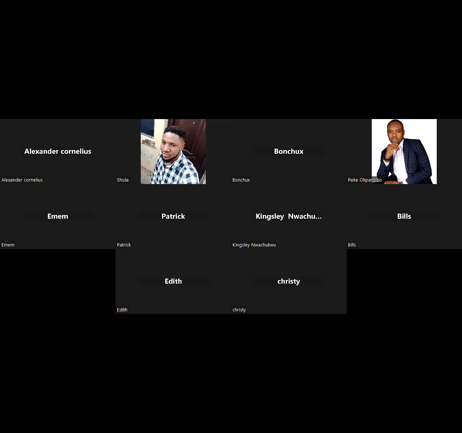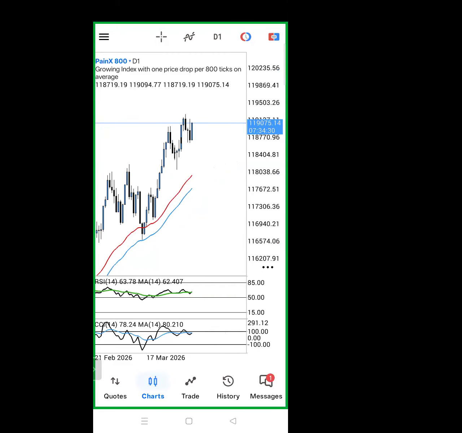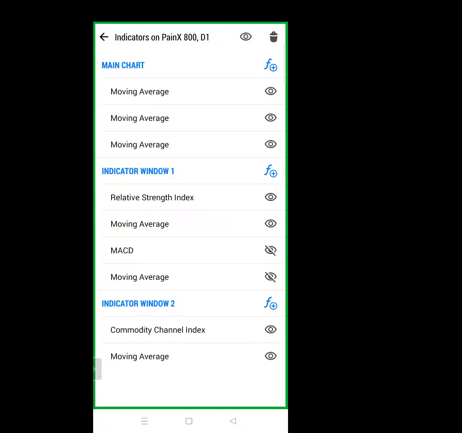Oh, did I click stop share? Okay, I wanted to click stop animation, and I went to click stop share. So you click on it. I've just clicked on it now. When you click on it, if you were not having any indicator, you see only your main chart.